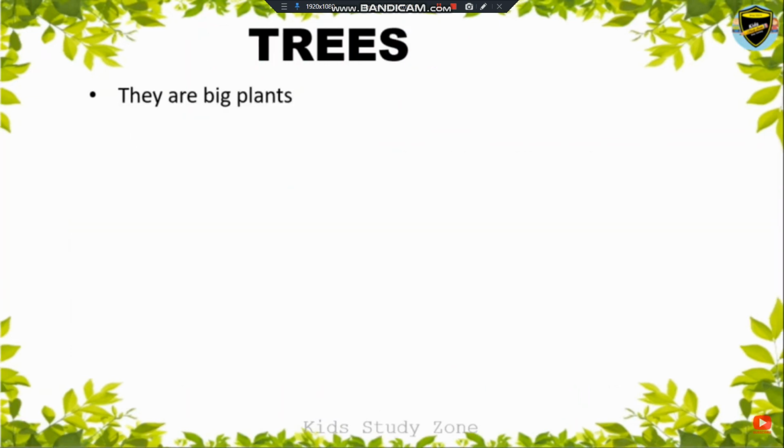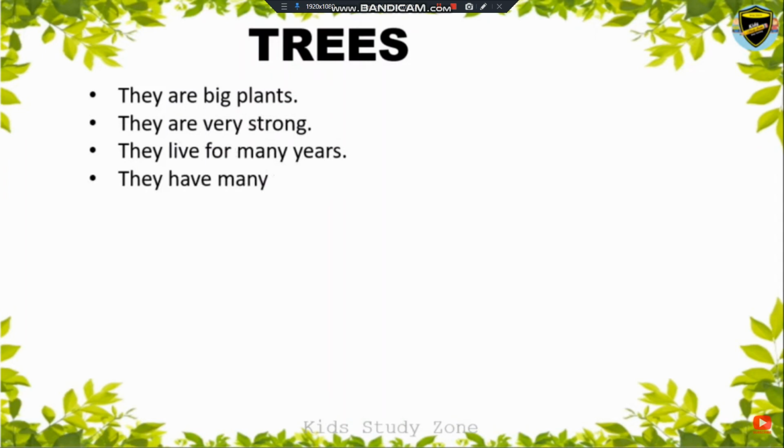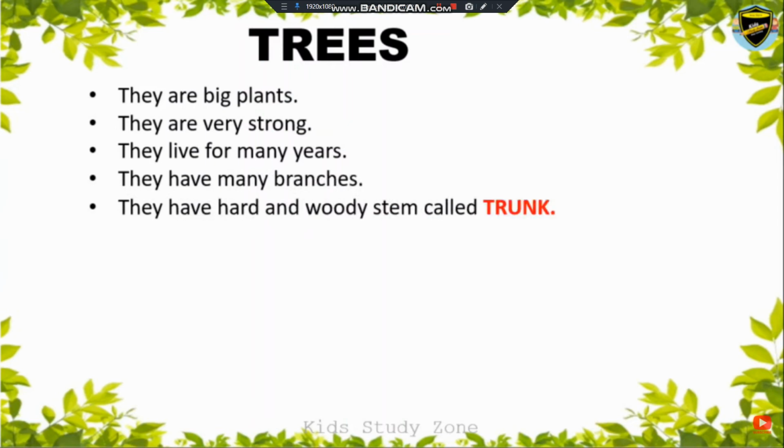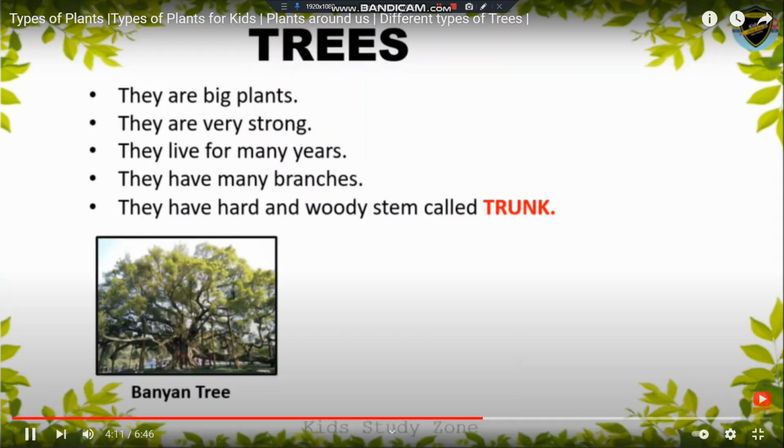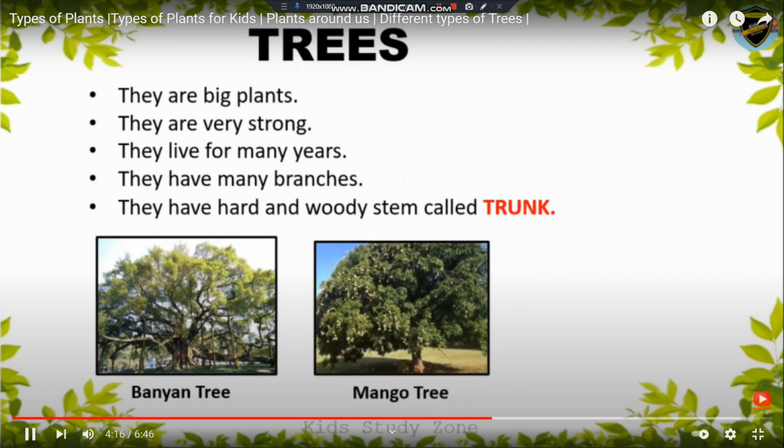Now let us focus on trees. They are big plants. They are very strong. They live for many years. They have many branches. They have hard and woody stem called trunk. Let us see the examples of some of the trees which we see in our surrounding. Banyan tree, mango tree.